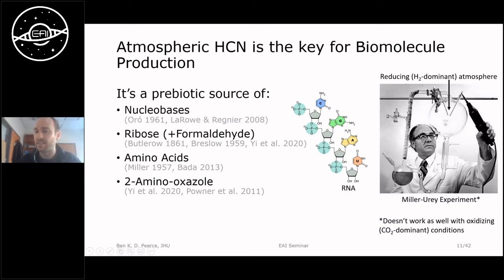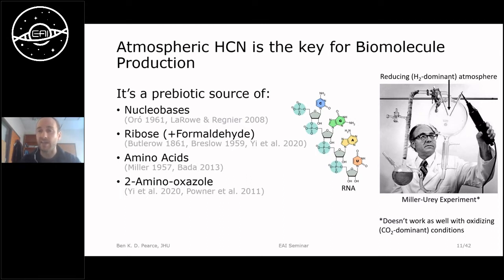This experiment has since also been done for nucleobases, for the U, A, G, and C in RNA. What they found that was kind of interesting is they redid it with an oxidizing atmosphere, mostly CO2, and it didn't work as well. They got about 4 orders of magnitude lower yields of amino acids from the oxidizing atmosphere. And this is a little foreshadowing because it's going to come up in our theoretical models.